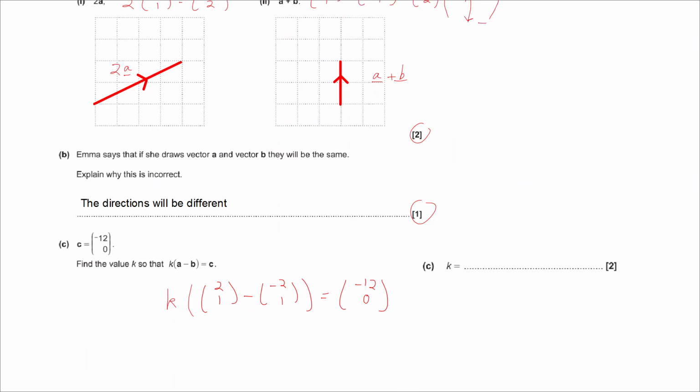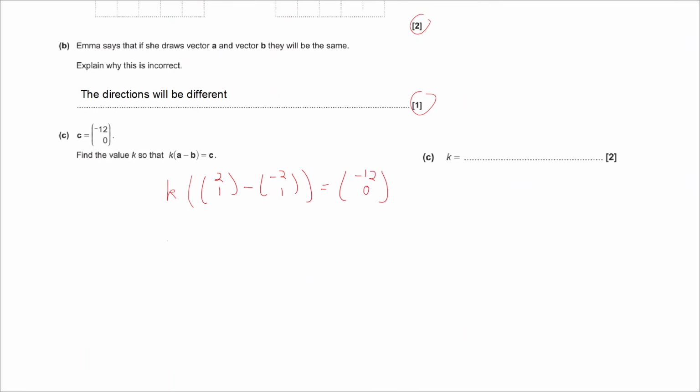And now we're really manipulating our vectors here. So you've got some number k, and 2 take away negative 2 just means 2 plus 2, so it's going to be 4 on the top. And then, of course, 1 take away 1 gives you 0, so 4, 0 is equal to minus 12 and then 0. So what number times 4 gives you minus 12, and what times 0 gives you equal to 0?